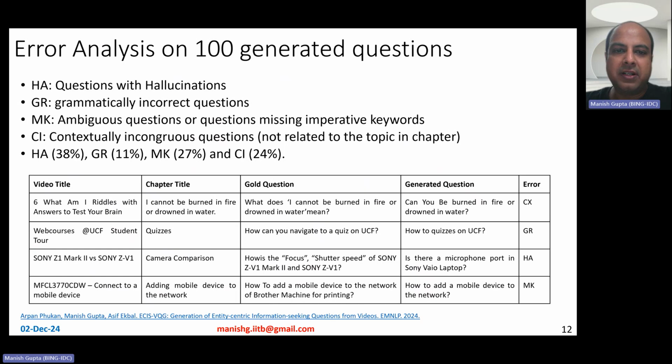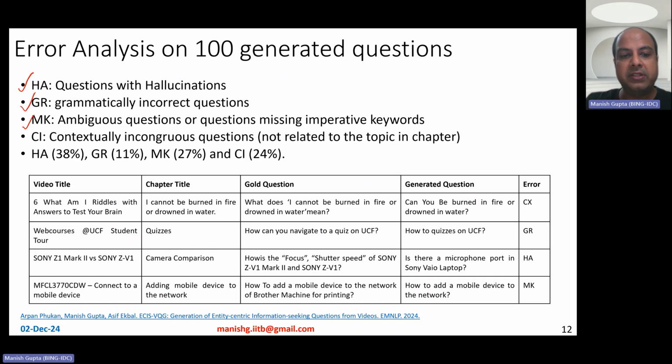Okay, so of course our model is not perfect, so it makes errors. We took 100 generated questions and tried to figure out the kind of errors it makes. We found that it makes 4 different types of errors. It can sometimes generate questions with hallucinations, sometimes make grammatically incorrect questions. It can sometimes also generate ambiguous questions or questions missing important keywords that are there in the chapter title.